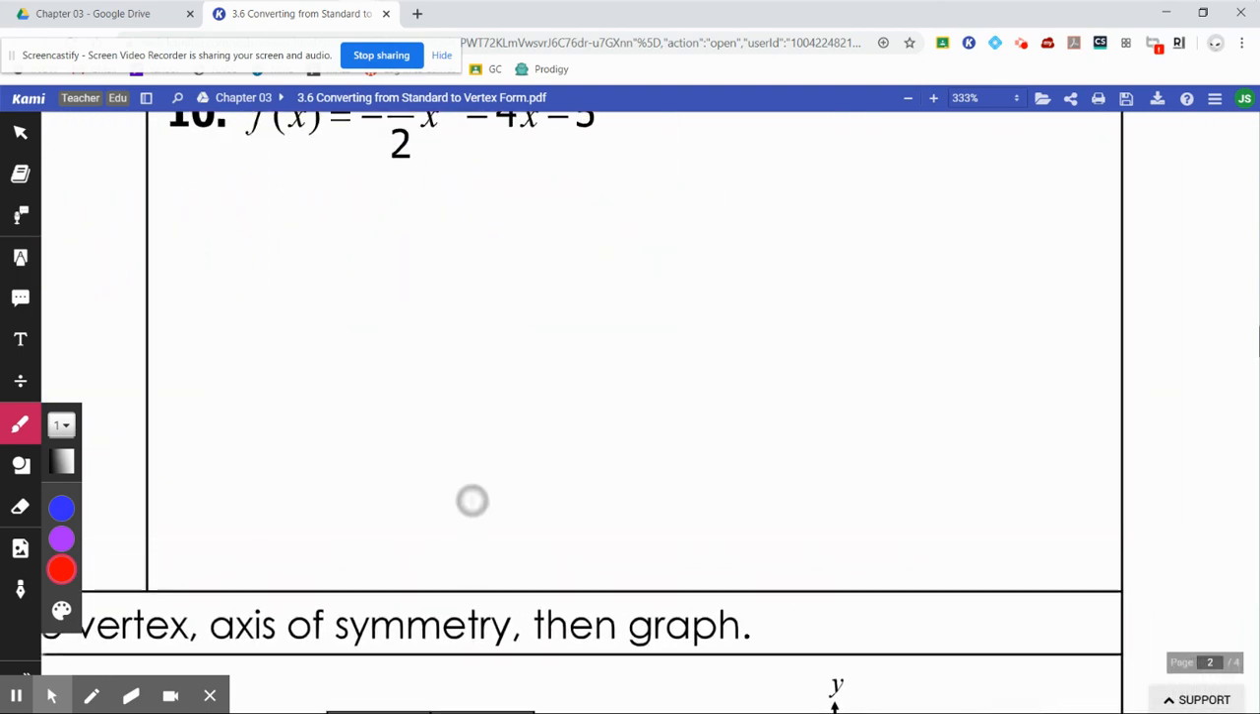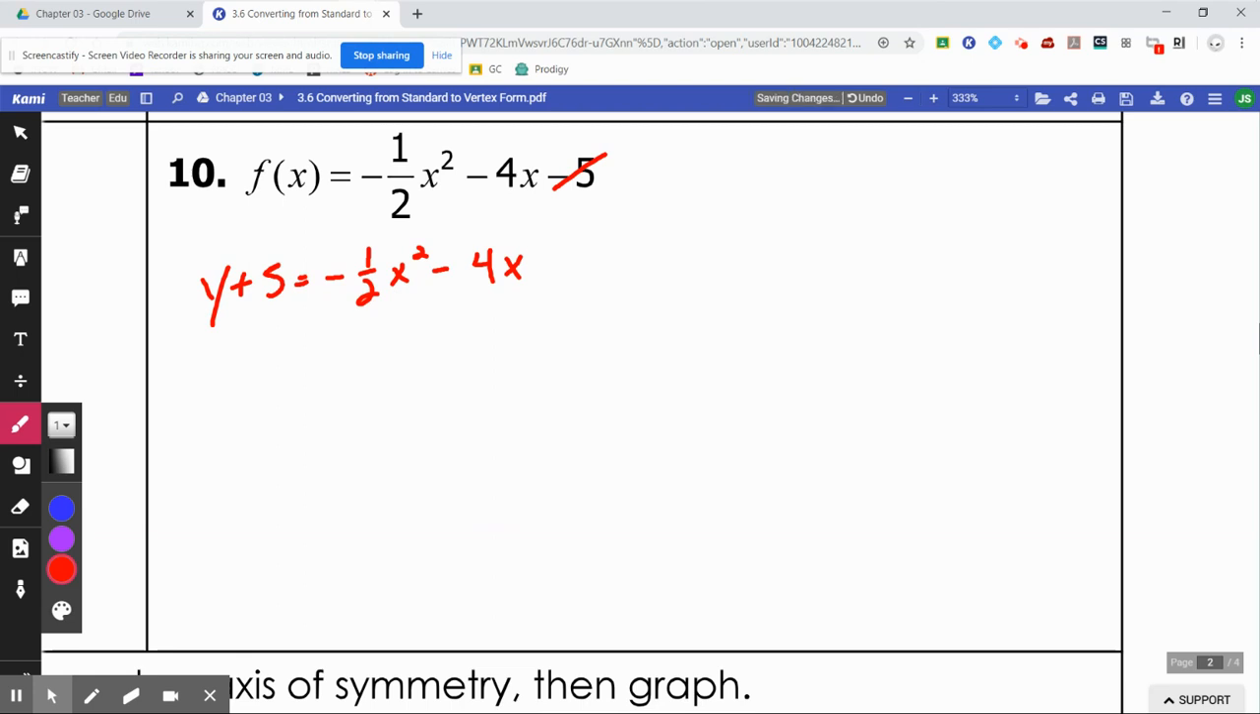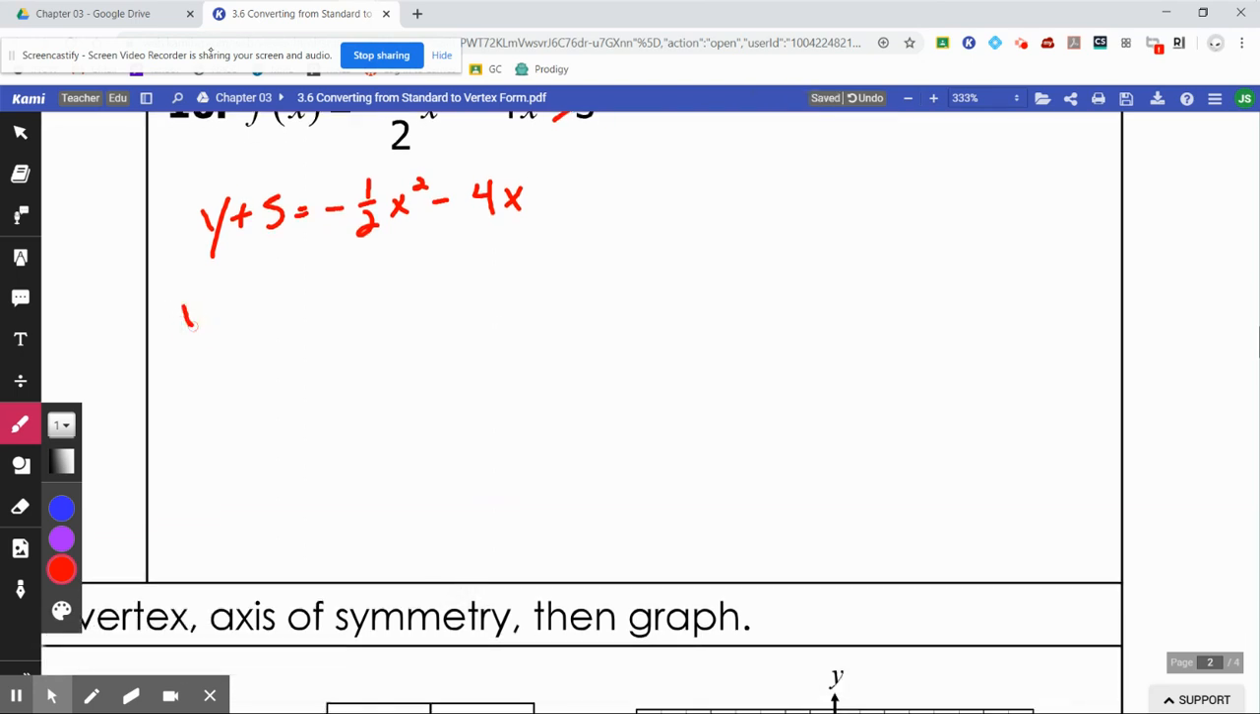And the last one of these looks horrible. Step number 1, move your minus 5 over by adding 5. We're going to follow the exact same steps. Negative 1/2 x squared minus 4x. If there's a number in front of x squared, it must be factored out. And we're not used to factoring out fractions, but it's very simple. So we're going to factor out a negative 1/2.